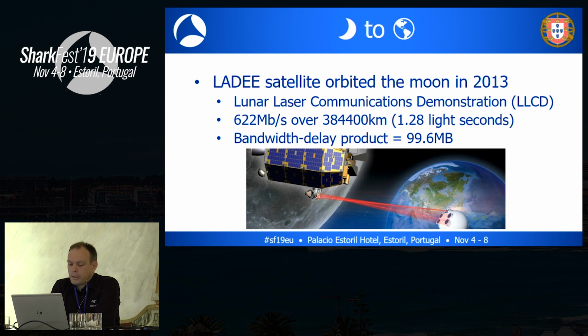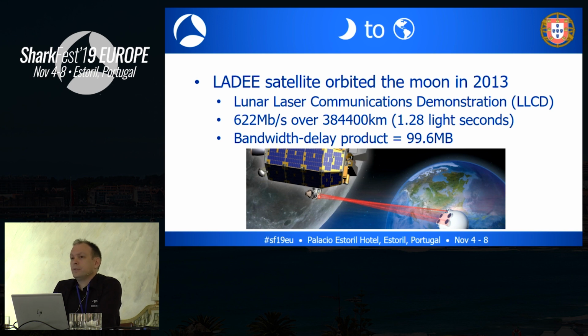So it turns out this has actually been tried. NASA had a satellite called LADEE in 2013 with an optical laser communications terminal on it, which was able to send data from the Moon to the Earth at 622 megabits. I don't know why it was 622 megabits specifically, but that was the rate that they had. And if you work that out with the formula that we had, you can see that the bandwidth delay product is about 99.6 megabytes.